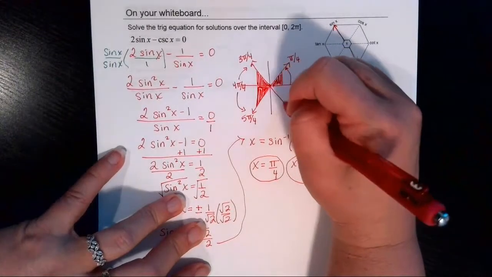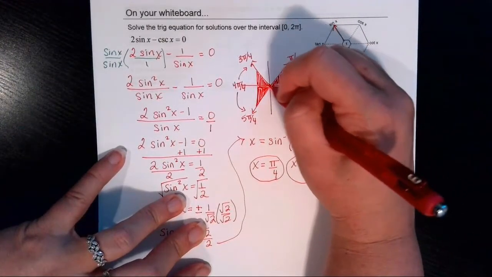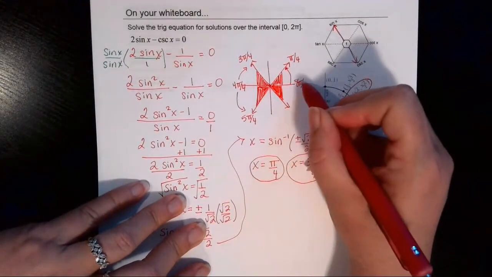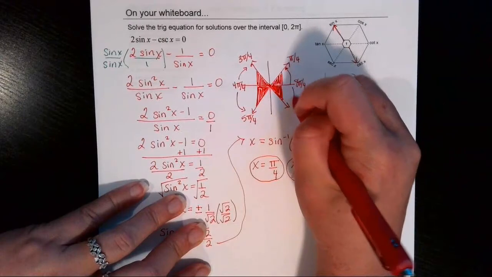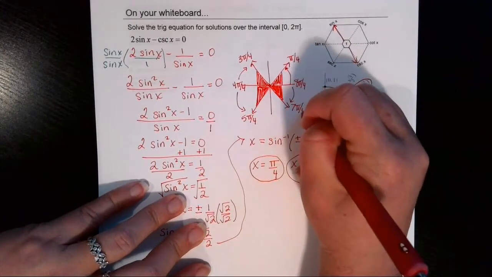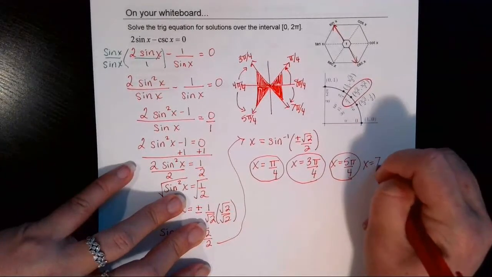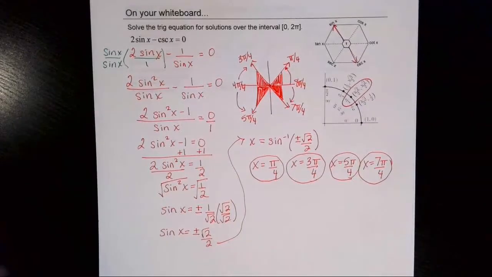And then our last solution will come from quadrant 4, where sine is also negative, and that would be coming backwards from 8 pi over 4 in the clockwise direction. So we would subtract pi over 4 from 8 pi over 4 to get a solution at 7 pi over 4. And so x equals 7 pi over 4 would be our fourth solution.